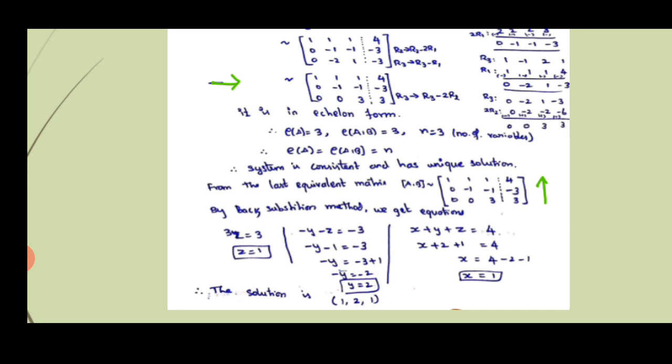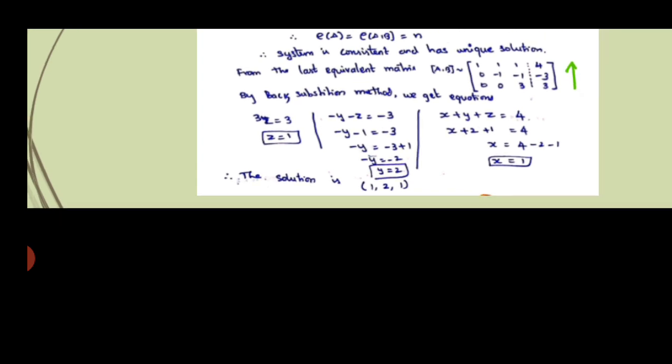And in the second row we have 0, minus 1, minus 1, and minus 3. So there is no x term. We have only the y coefficient and z coefficient: minus y minus z is equal to minus 3. We know the z value is 1. Take it and apply it in its place. After solving that, we get y equals 2.